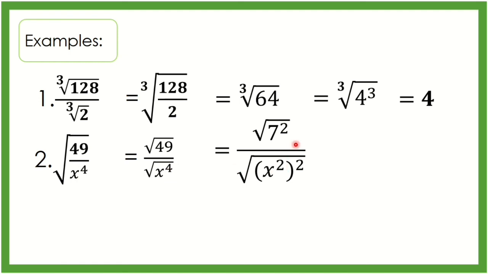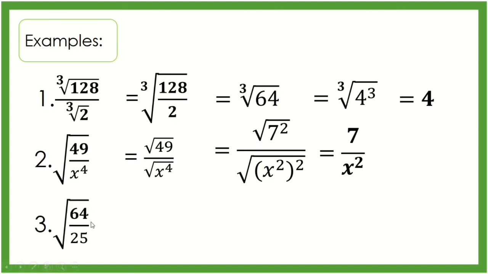Simplify, applying the first law. Okay, parehas yung index tsaka exponent. So, makakancel. Ang maiiwan ay 7. The same dito. Ang index ay 2. Ang exponent ay 2. So, makakancel. Ang maiiwan yung x squared. Our answer is 7 over x squared.